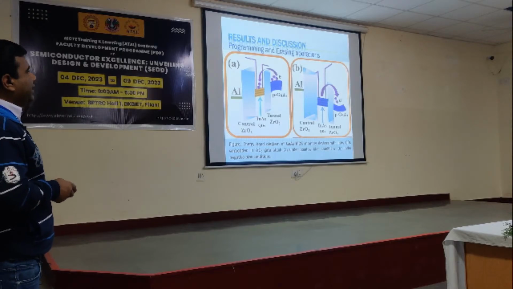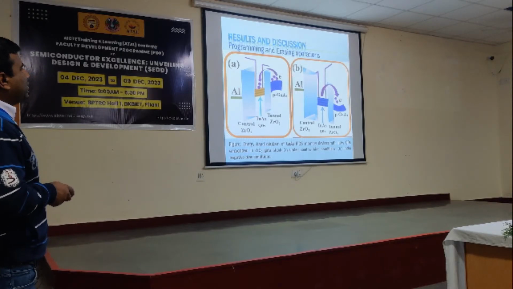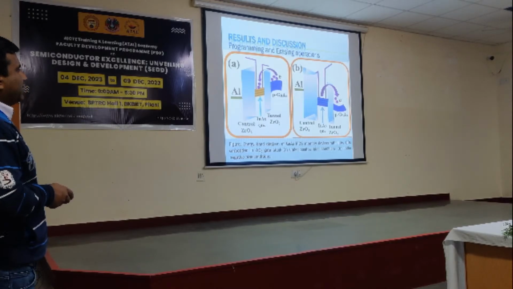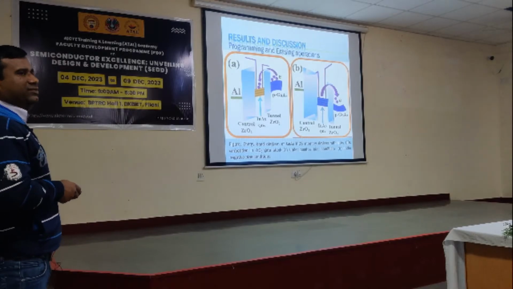When you apply a negative potential here, then all the stored electrons in this region will escape to this side. That is what leads to the erasing operation.